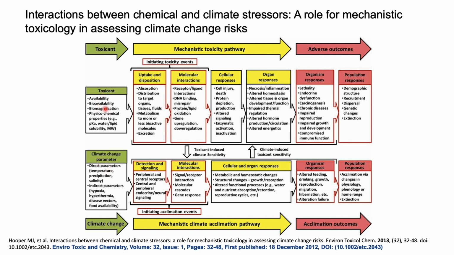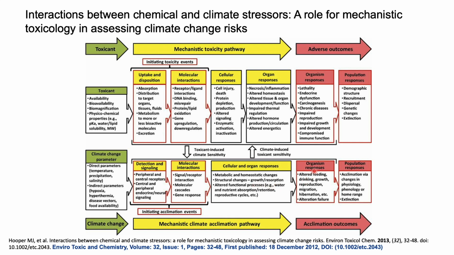Similarly, if these are the chemical stressors and we look at the climate change parameters, the direct parameters include temperature, precipitation and salinity. Indirect parameters include hypoxia, hyperthermia, disease vectors and food availability. So here we will study the detection and the signaling changes that are happening, and then we will also try to understand the molecular interactions that are happening. For example, signal or receptor interactions, molecular cascades, gene responses within the species, and then we try to understand the cellular or organ responses due to these climate stressors, how the species is responding. For example, the metabolic or homeostatic changes, or maybe the structural changes, maybe growth or resorption. All these things we can study.